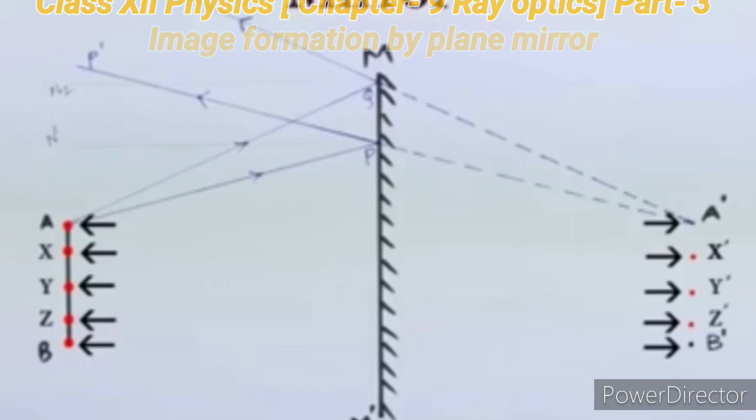X dash, Y dash, Z dash respectively. As each point of the object forms a point image in the mirror, all the points considered together form the image, what we call the reflection of the whole object seen in the mirror. And if we compare the image in the mirror, we will get the same size image. The image is upright, virtual and laterally inverted.